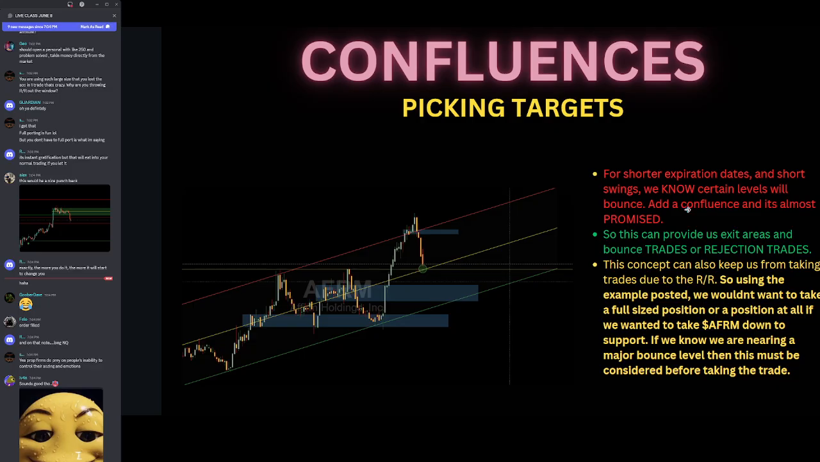All right. So for shorter expiration trades or short swing trades, we know certain levels will bounce at a confluence and it's almost promised. So this can provide us with exit areas, bounces, trades, or rejection trades. A lot of you know exactly where you're supposed to TP and you don't because you're being a little greedy, or you want to see how much extra you can pull out of that. When you start a trade, whether you need to write it down or not, there should be a pre-agreement as to where you're getting in and getting out. Period.